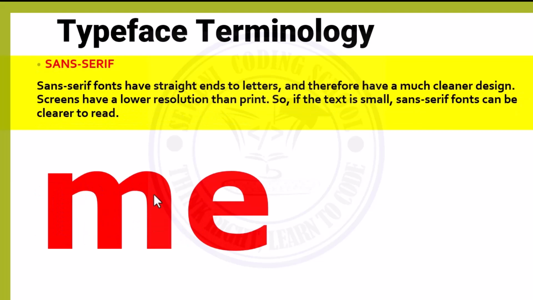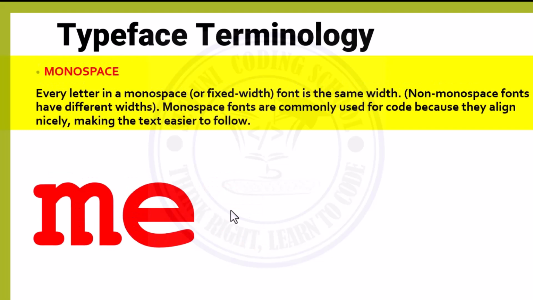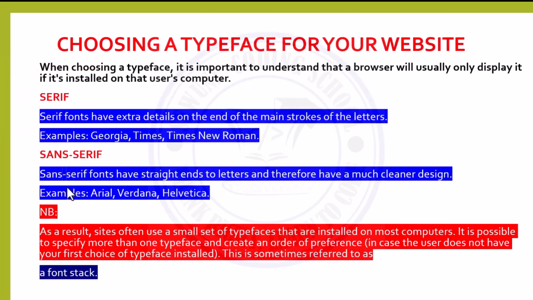Unlike this, you can see that this side is smaller, this side is bigger, this side is smaller, this side is bigger. It doesn't have the same width. But if you check this, all the widths are the same. That is for the monospace. It usually has the same width.